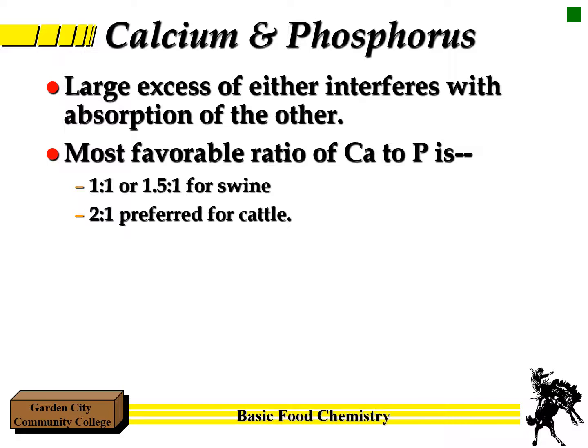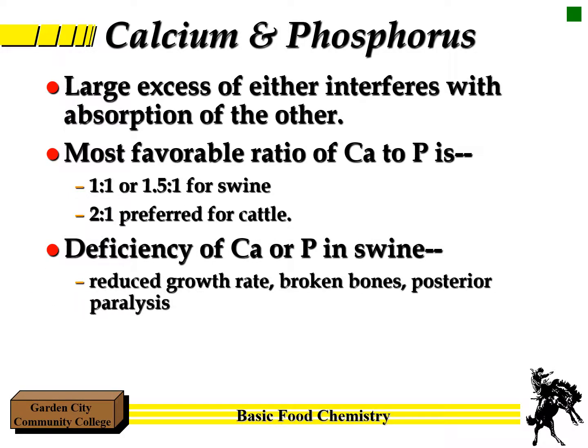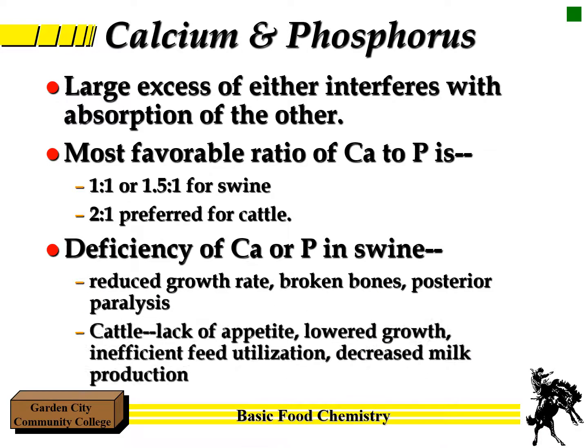So humans, we should have been in the 1 to 1.5 to 1 range as well, just like pigs, since we have a very similar digestive system. But if you have a deficiency of calcium or phosphorus, for example, in pigs, they've been shown to have a very slowed growth rate, broken bones, posterior paralysis. So again, the mobility and ambulatory action of those animals is definitely decreased. With cattle, you can have lack of appetite, again, lowered growth, inefficiency in terms of their feed utilization, decreased milk production. All those things are negative, so make sure plenty of calcium and phosphorus is in your diet.